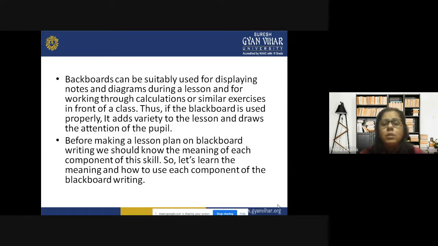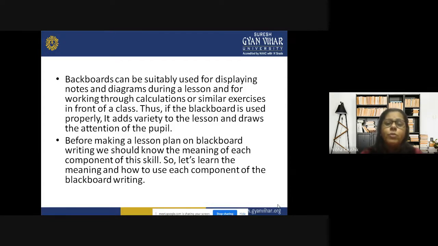During the duration of the lesson, the teacher can also use the blackboard for working through calculations or similar exercises, or mathematical work, to guide the students in front of the class. Thus, if the teacher uses the blackboard in a proper manner, it adds variety to the lesson and brings efficiency. The lesson delivered will be an effective one and will draw the attention of the people.